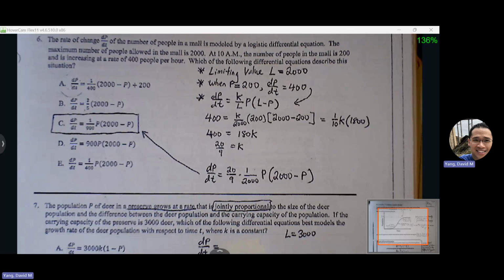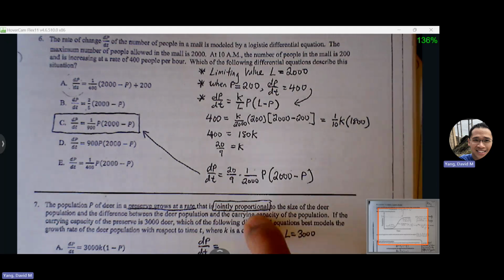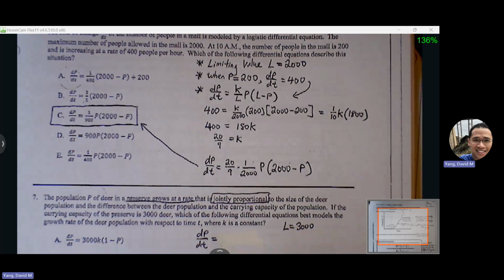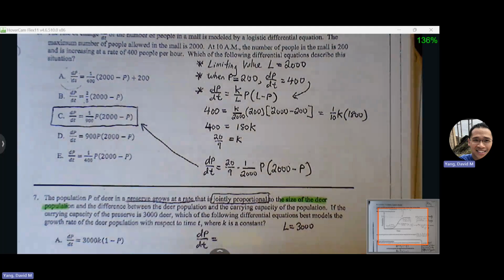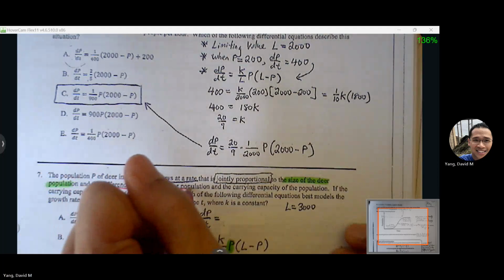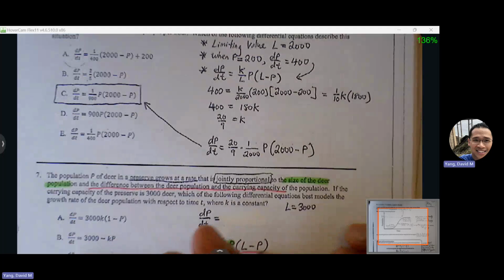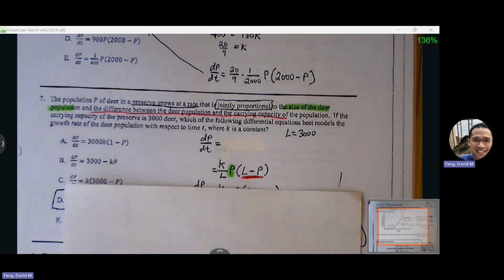Number 7, the population P of a deer is jointly proportional to the size of the deer population and the difference between the deer population and the carrying capacity. So it's basically just describing one of the forms that we have available, right? Jointly proportional just means that we have two different variables being multiplied. There's a P multiplied with another. So we have the size of the deer population, that's our P, and the difference between the deer population and the carrying capacity. So that's the L minus P. So basically just describing that differential equation that we've been working on.